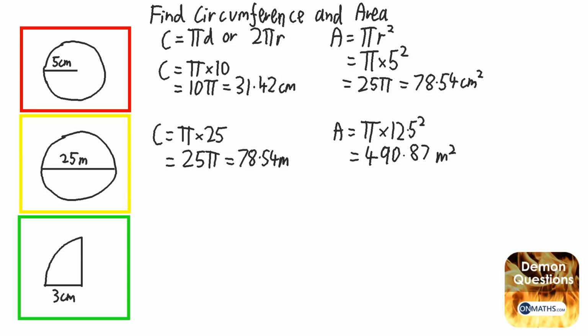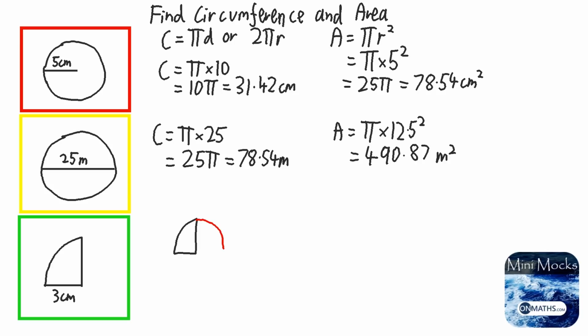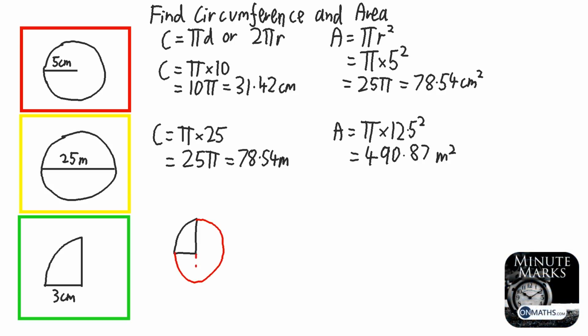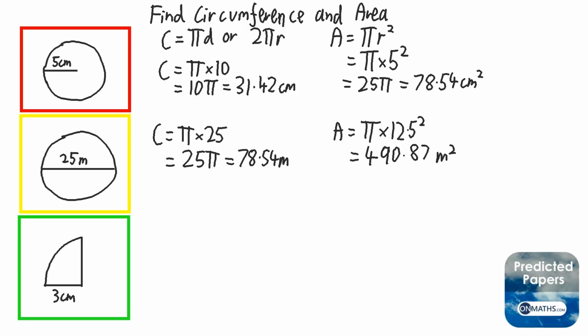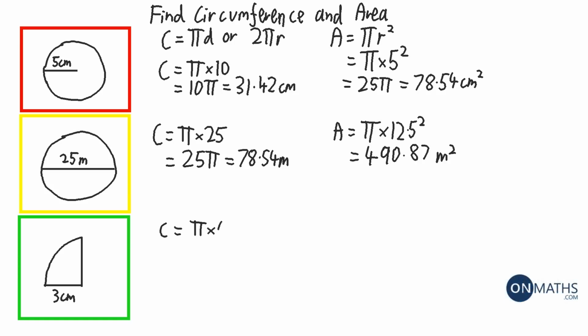Okay, last one. Now this time we imagine that we've got that bit of a circle. Imagine the circle is, and this is a dodgy circle, imagine the circle's all the way around. So, well, how much of that circle have we got? We've basically got a quarter of the circle. So what we want to do is, for the circumference, we want to do it for the whole circle. So the formula would be pi times 6, because that 3 would be a radius if we drew the full circle. And then what we want to do is find a quarter of it.